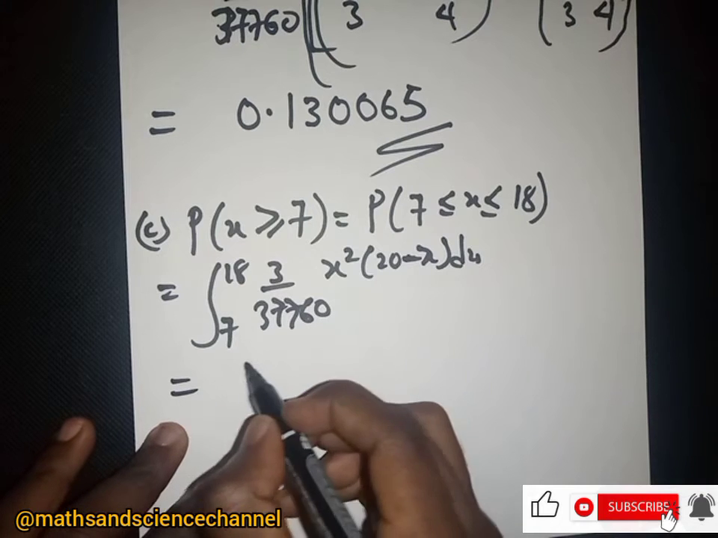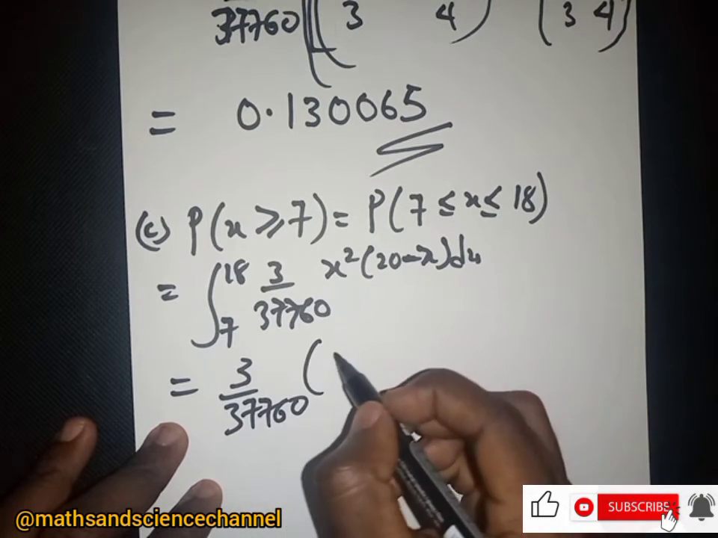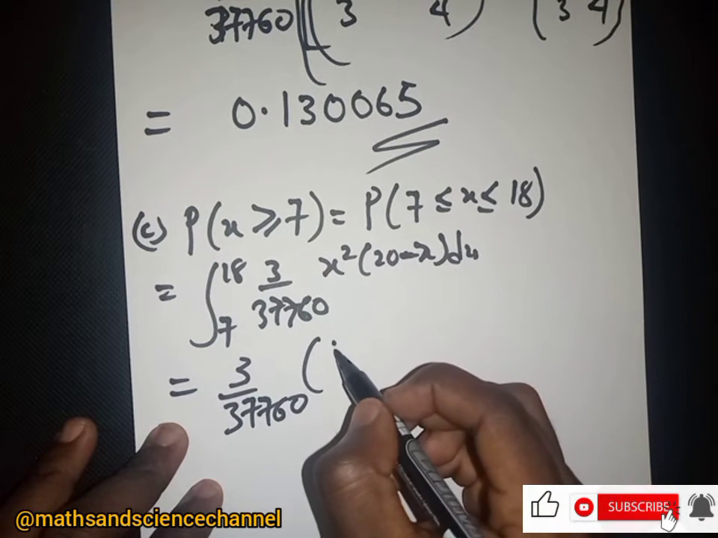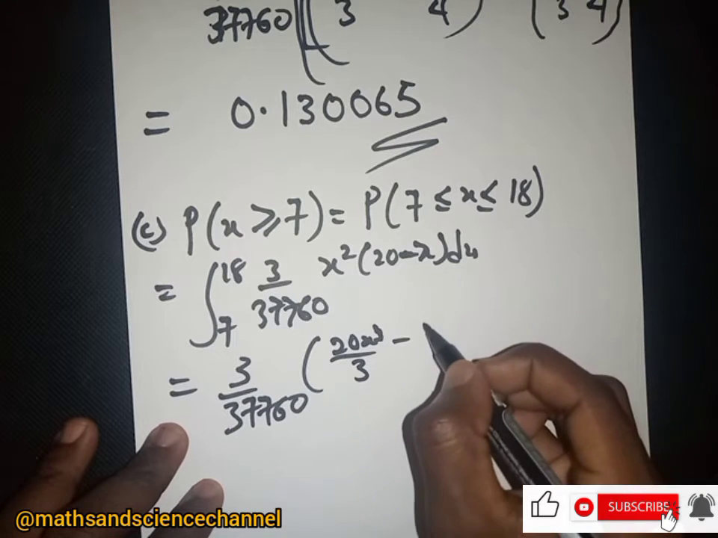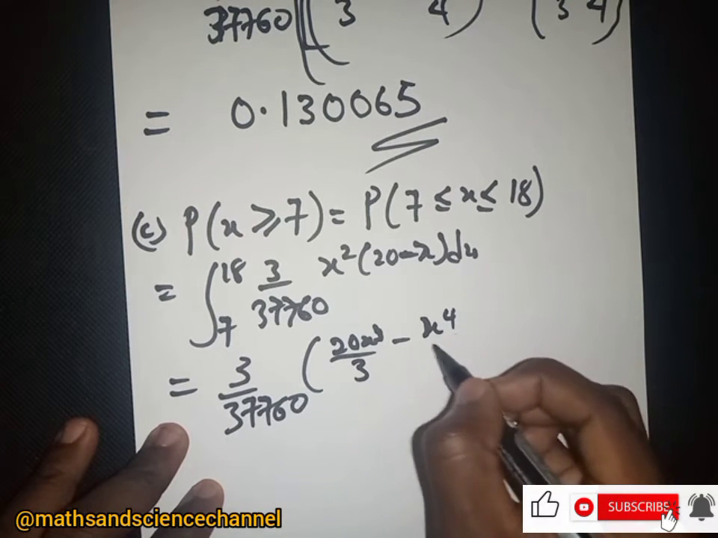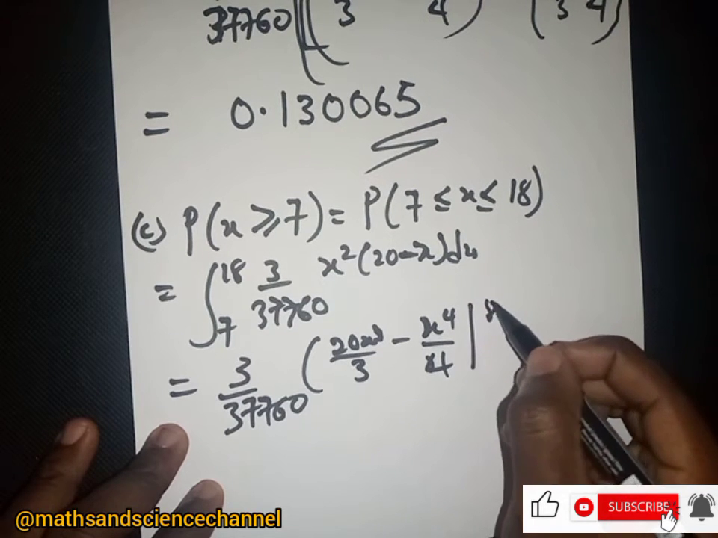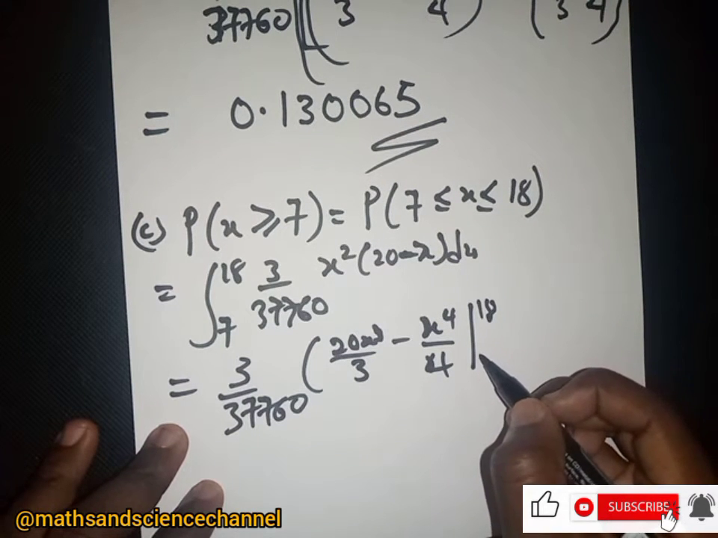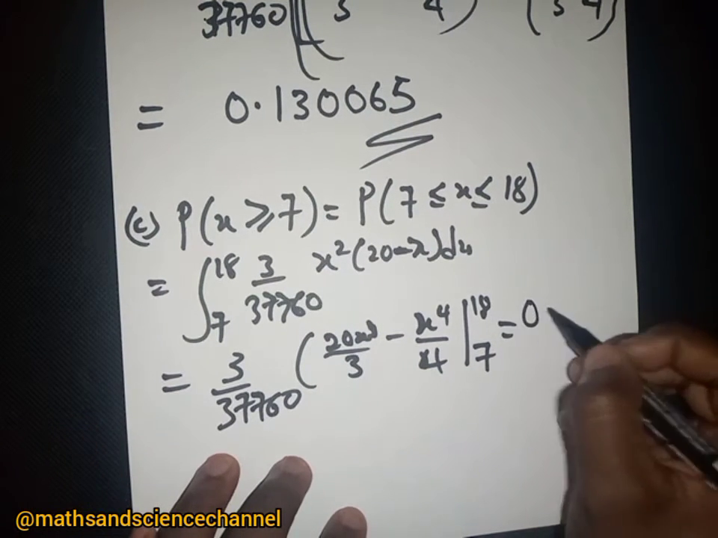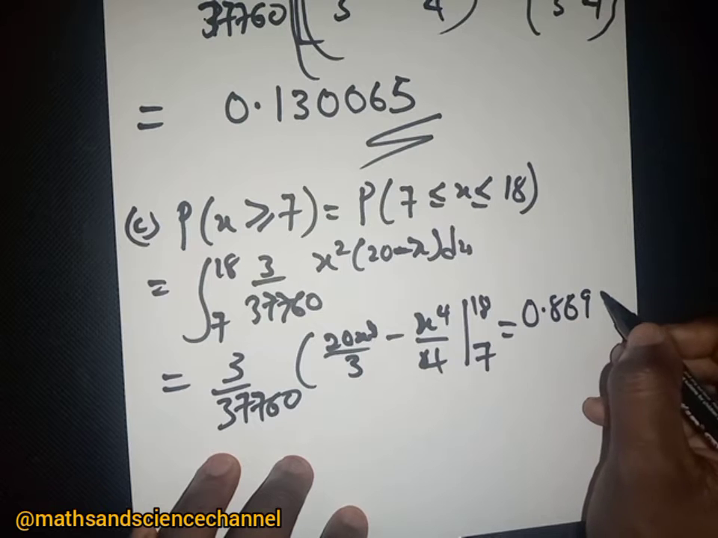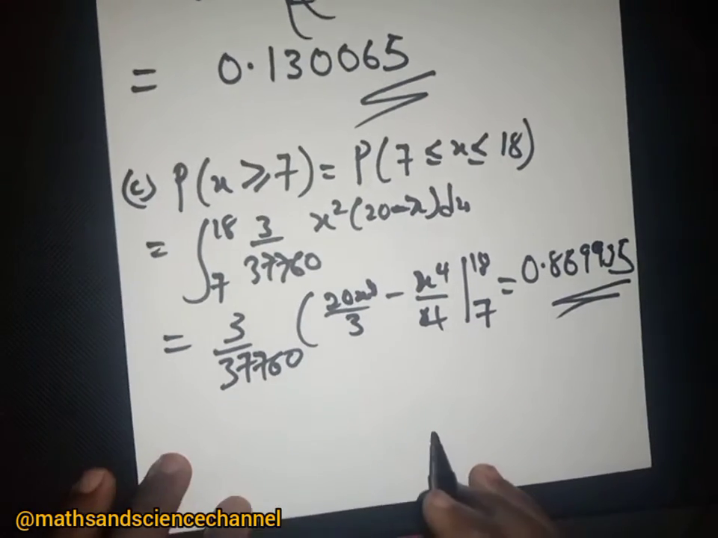And when we compute this, we just have this outside, and putting this together, we are just going to have 20x cubed over 3 minus x to the power 4 over 4. Then we have 18 here, and we have 7 here. Now when we compute this together, we are just going to get 0.869935, and that will be for C.